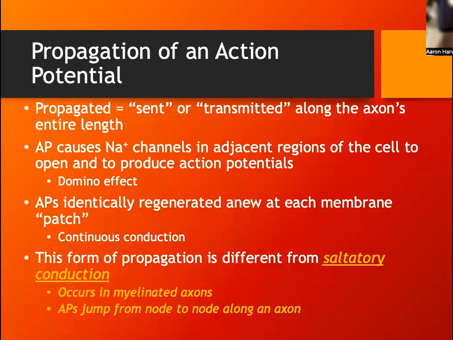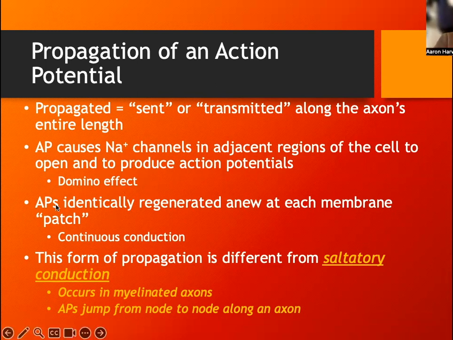So we're going to look at how we propagate an action potential. Propagated means sent or transmitted along an axon's length. An action potential generally causes the sodium channels in adjacent regions of a cell to open and produce action potentials. It's a domino effect. This is that positive feedback loop. So a single action potential causes the release of more sodium, which causes further depolarization in other areas. It causes more action potentials, which causes more sodium channels to open, which causes more action potentials until you're completely depolarized across the length of the axon.